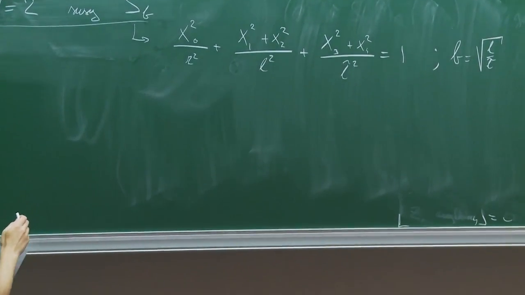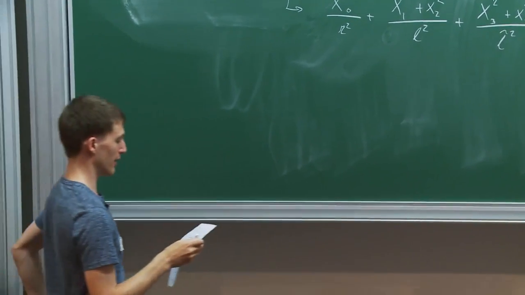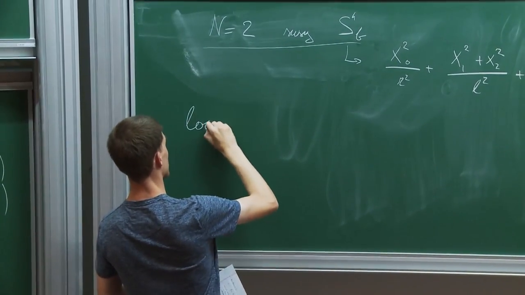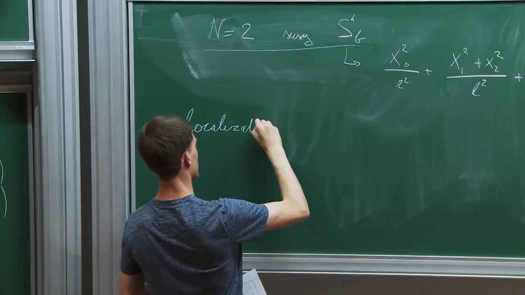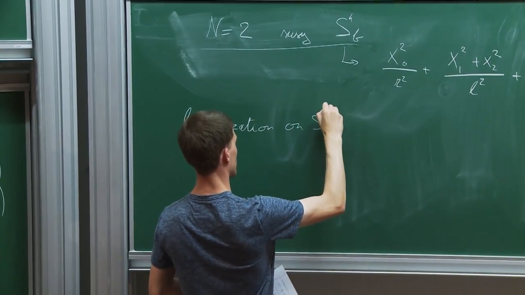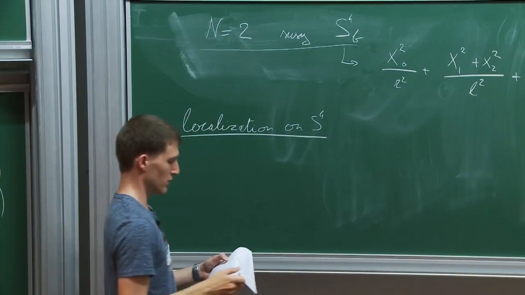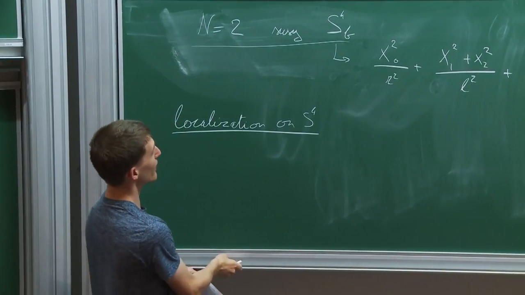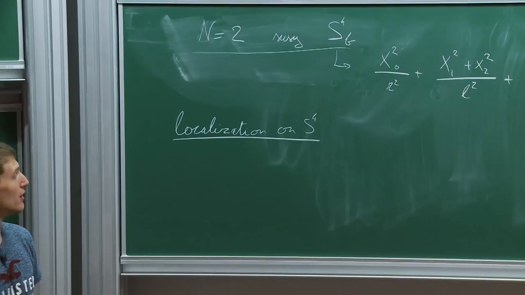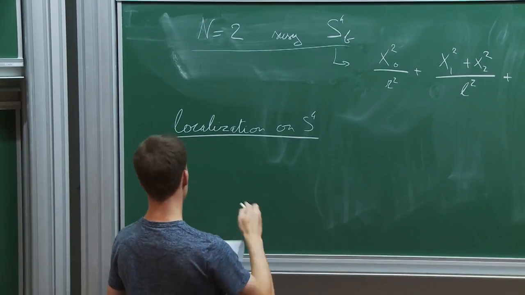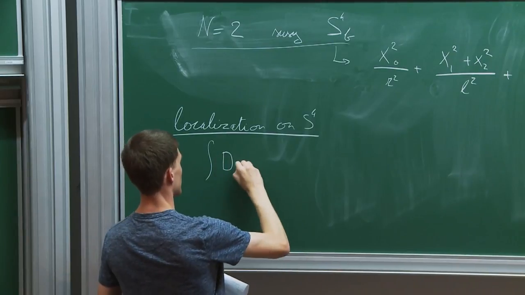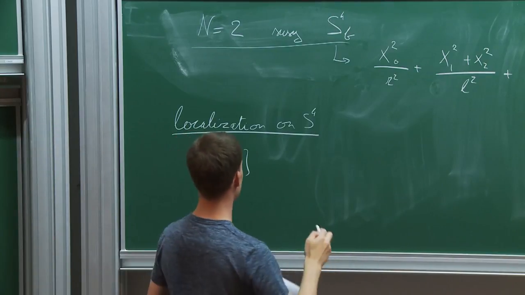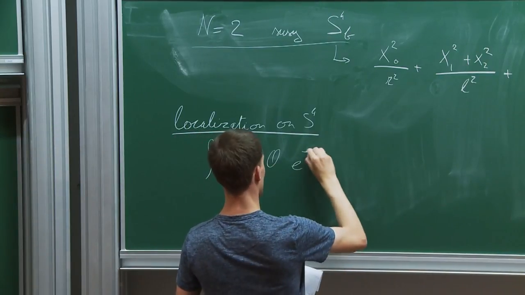So I have put the theory on the four sphere, and this is of course a school on localization, so let me now start localizing. Francesco this morning started explaining how the localization argument works, not quite yet in quantum field theory, but just in symplectic geometry. So let me quickly sketch what the argument is in quantum field theory, but let me also refer you to Francesco's lectures for more details.